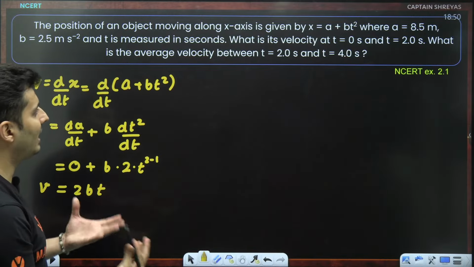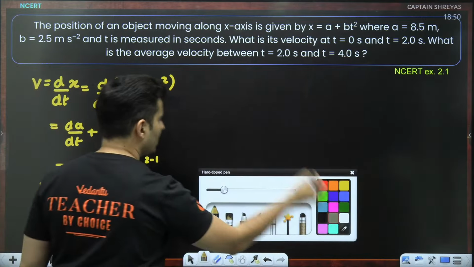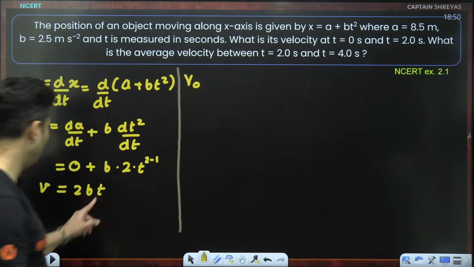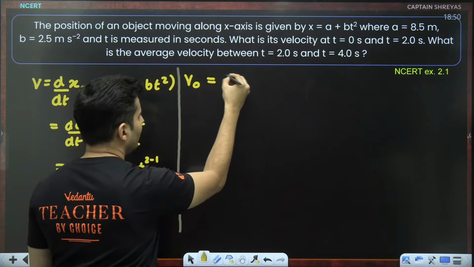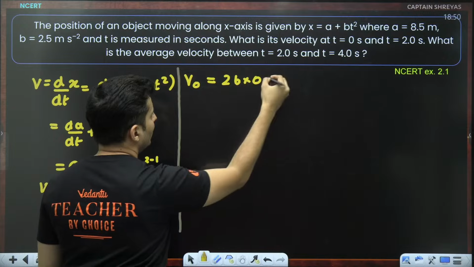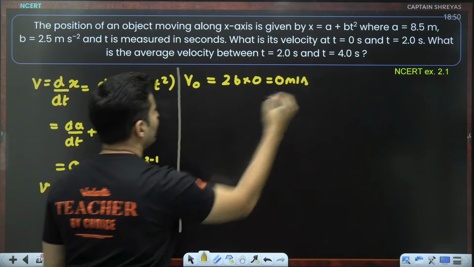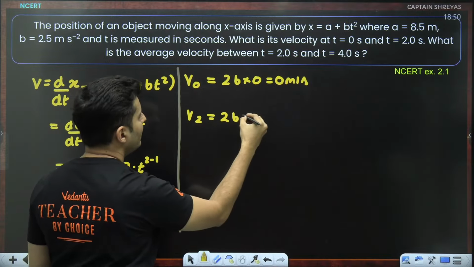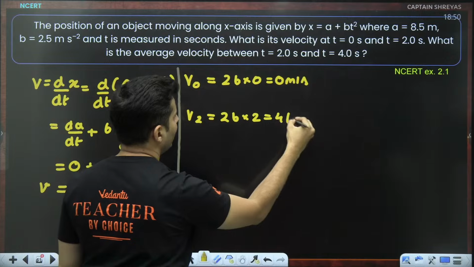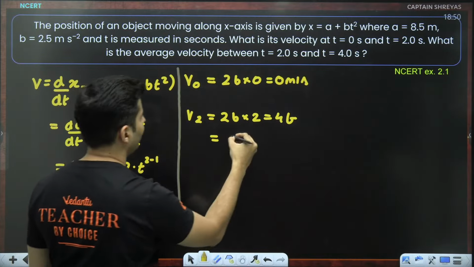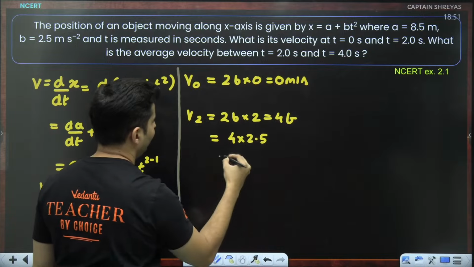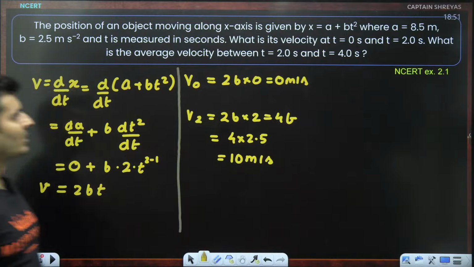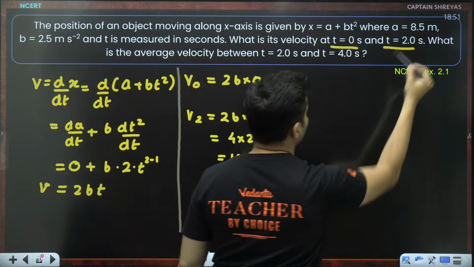But you have to find the velocity at 0 and 2. So what I will do is put time as 0 in this particular equation. V0 will be 2 into b into 0, which is 0 meters per second, and velocity at 2 seconds will be 2 into b into 2, which is 4 times b, but the b value is 2.5. So 4 into 2.5, which is 10 meters per second. So we found these two answers.